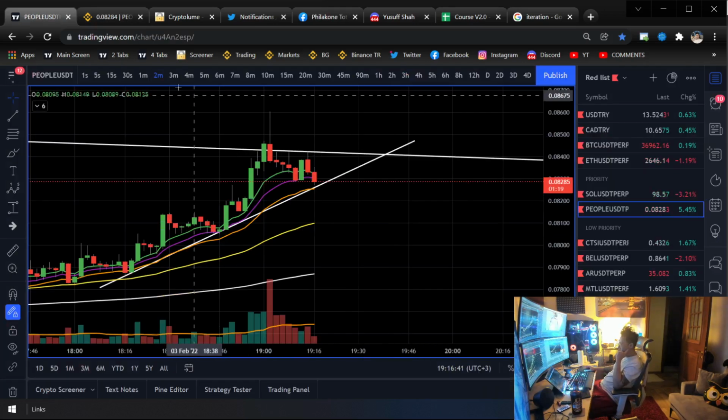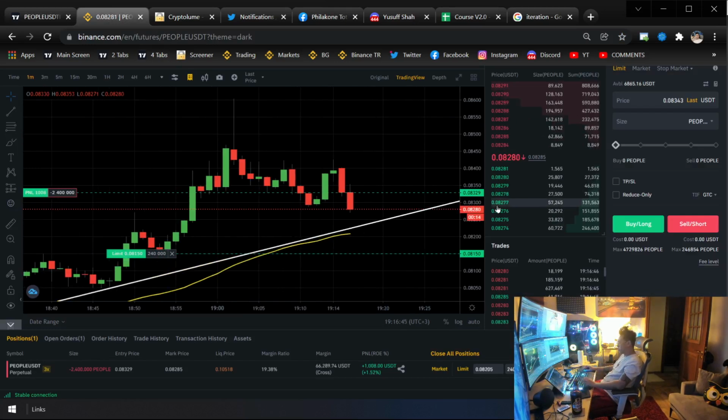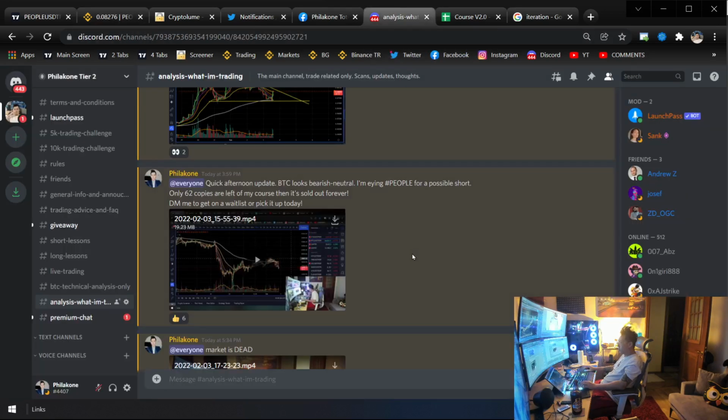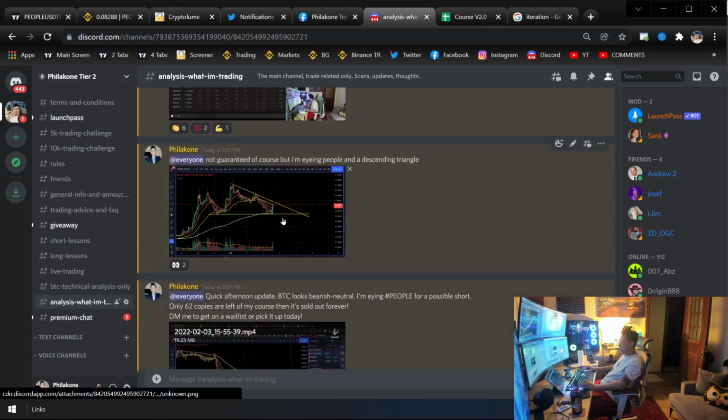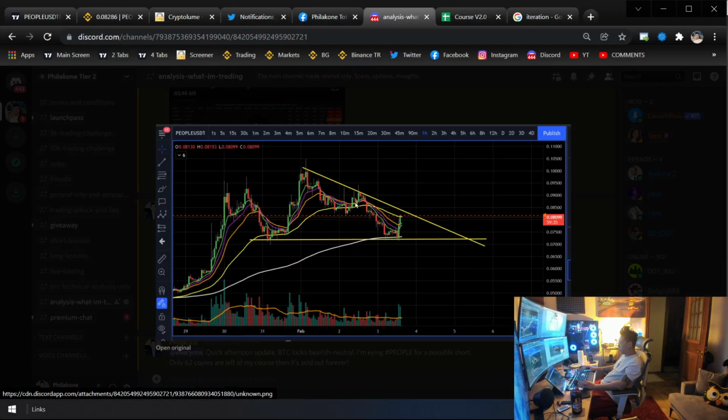So we're getting a drop to the downside now. Up about $1,000. This is really nice. I called it in my group really hard today. So I wrote right here, about 4 hours ago, I'm eyeing people for a possible short, right? It's not guaranteed, but I'm eyeing this, a descending triangle, pretty much just like that.